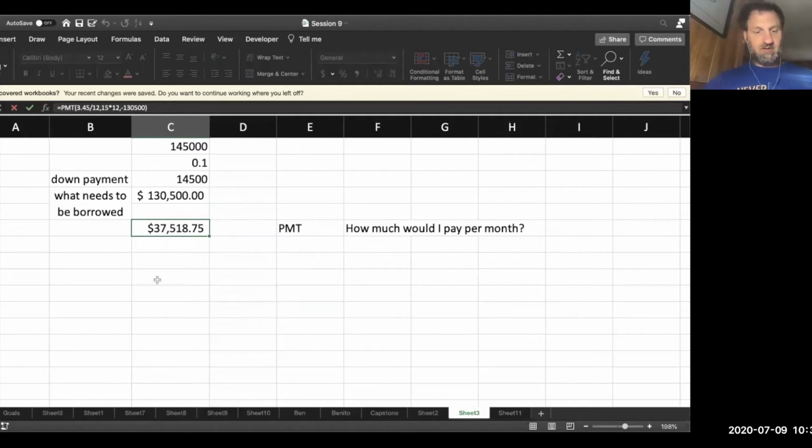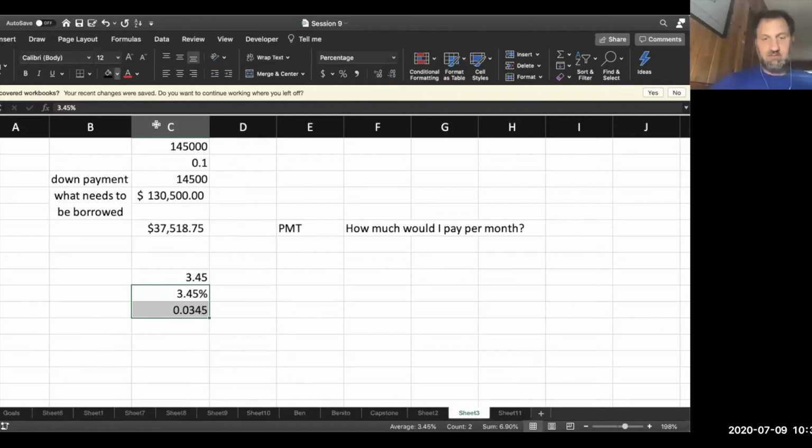So remember that 3.45 is not the same as 3.45%. These two are different ways we can represent the percentage rate. This is the percentage representation. This is the decimal representation. This is not okay because this actually represents 345%. If she was paying 345% interest, she'd have to pay $37,000 a month, which is insane. But that's how much it would cost. So what do we change here?